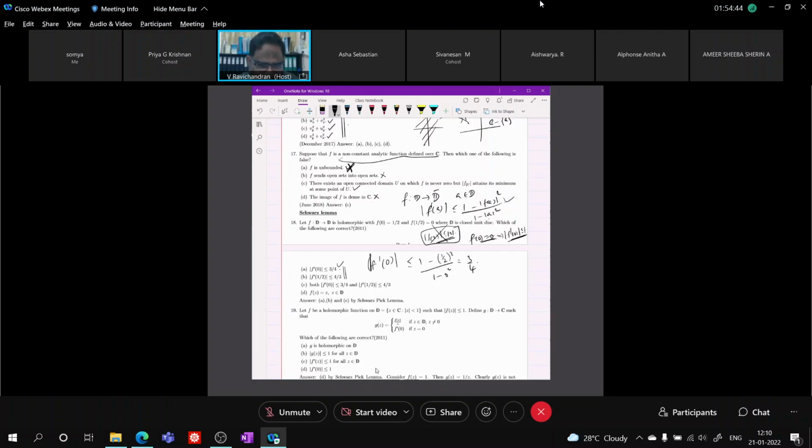Similarly, you can verify that this is also true by using this formula. So both A and B are true. That is the third option, so this will be the answer.